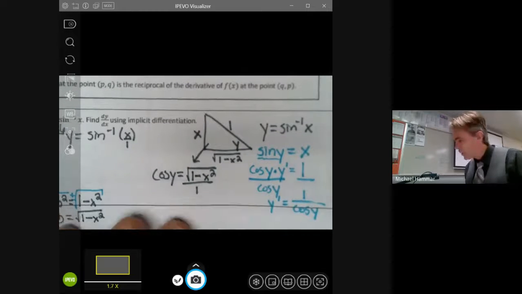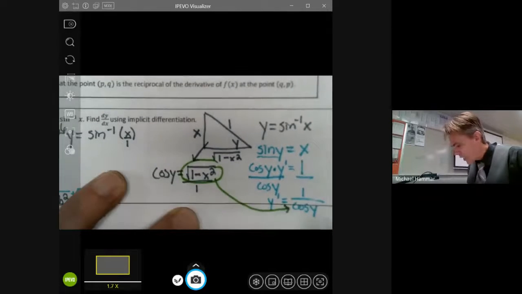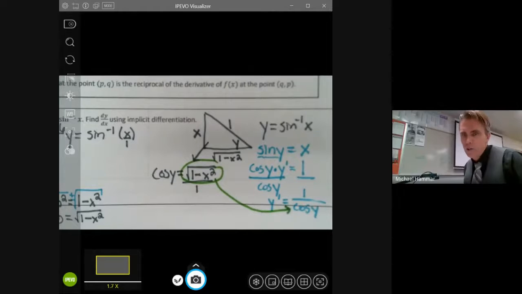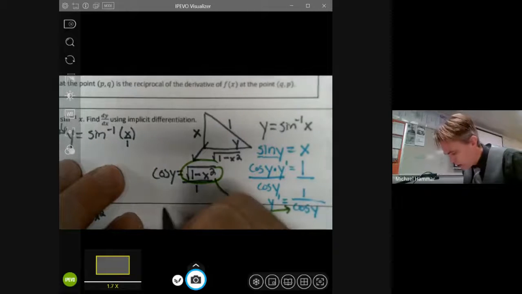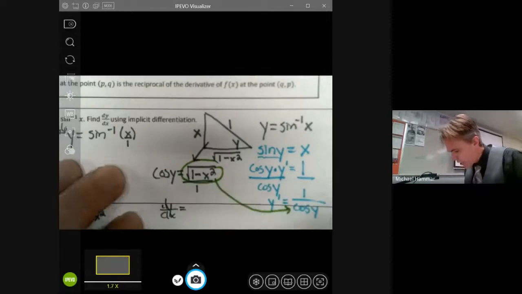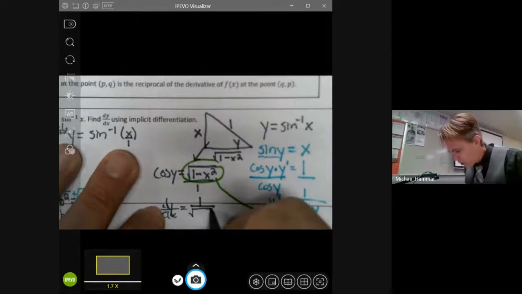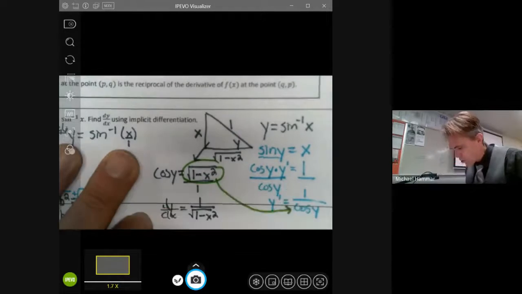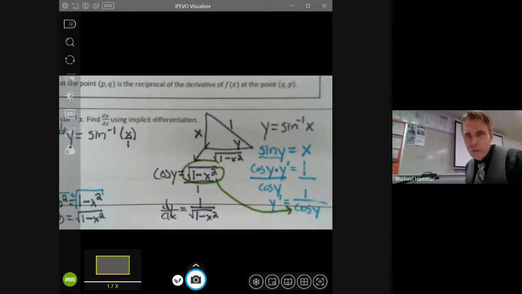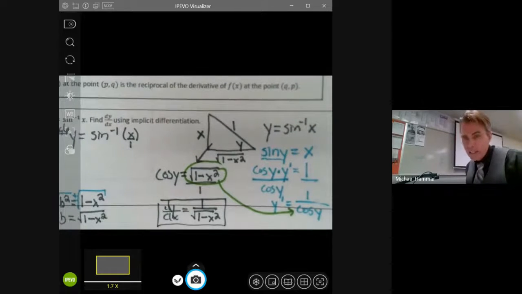So what can I replace the cosine of y with? I can replace the cosine of y with the square root of 1 minus x squared. So the derivative dy dx of that function is going to be 1 over the square root of 1 minus x squared. And that's our inverse sine derivative. So when you have inverse sine, this is why the derivative of inverse sine looks the way that it does.